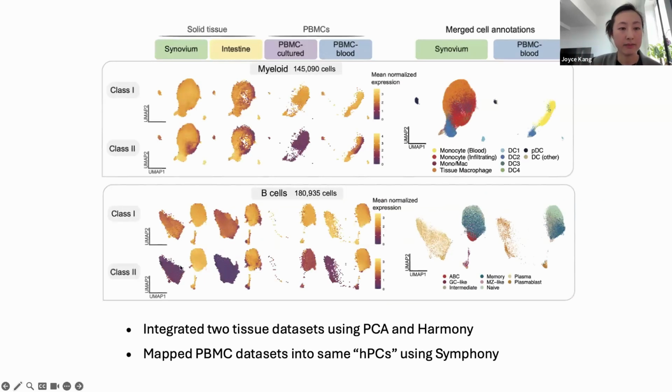You can see, for example, in B cells, these purple areas are the plasma cells and plasmablasts, which have lower HLA expression compared to these more yellow regions, which are the naive and non-plasma B cells. Now that we have all the cells in a harmonized lower dimensional space, we could use those harmonized principal components as variables within our model to figure out whether cell state influences these eQTL effects.